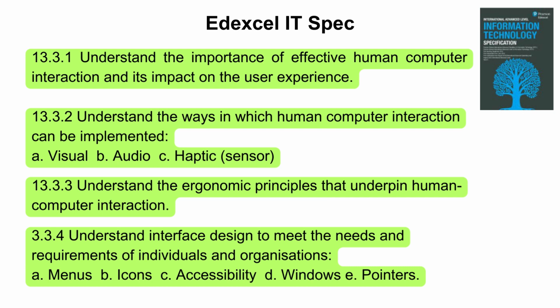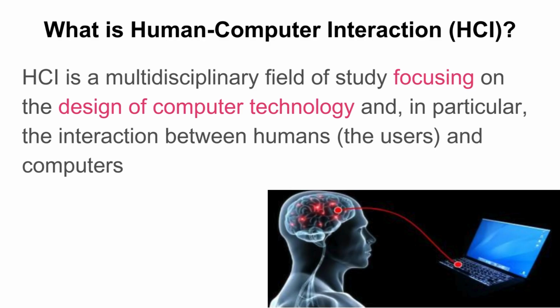You need to know the importance of effective human-computer interaction and its impact on the user experience, and understand the ways in which human-computer interaction can be implemented through visual, audio, and haptic, and then understand the economic principles that underpin human-computer interaction, and how we can design to meet the needs and requirements of individuals and organizations with regard to menus, icons, accessibility, windows, and pointers. Okay, so let's start.